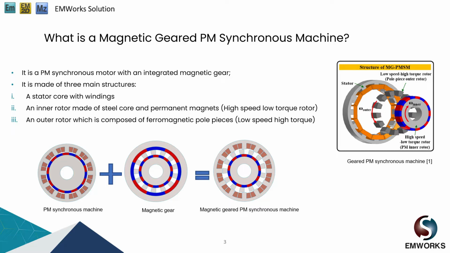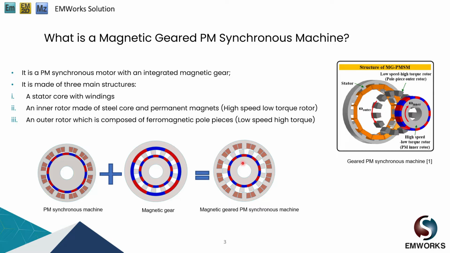This combination leads to a machine with three main structures. The first component is the stator core with its copper winding. As you can see here, the outer component is the stator with windings. Then we have the inner rotor, at the center of the machine, made of a steel core with permanent magnet poles. It is a low torque and high speed rotor.